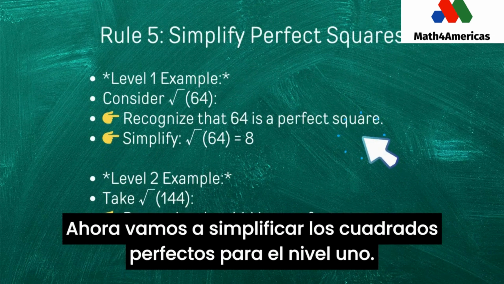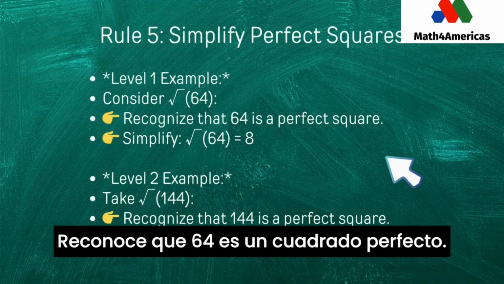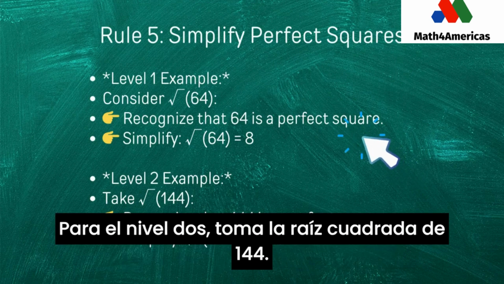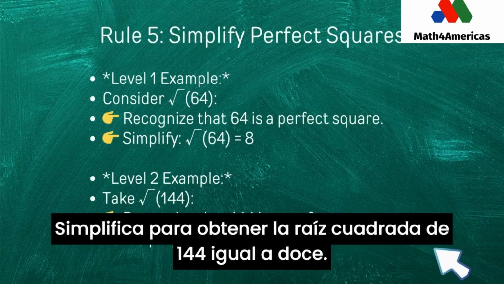Now let's simplify perfect squares. For level 1, consider the square root of 64. Recognize that 64 is a perfect square. Simplify to get the square root of 64 equals 8. For level 2, take the square root of 144. Recognize that 144 is a perfect square. Simplify to get the square root of 144 equals 12.